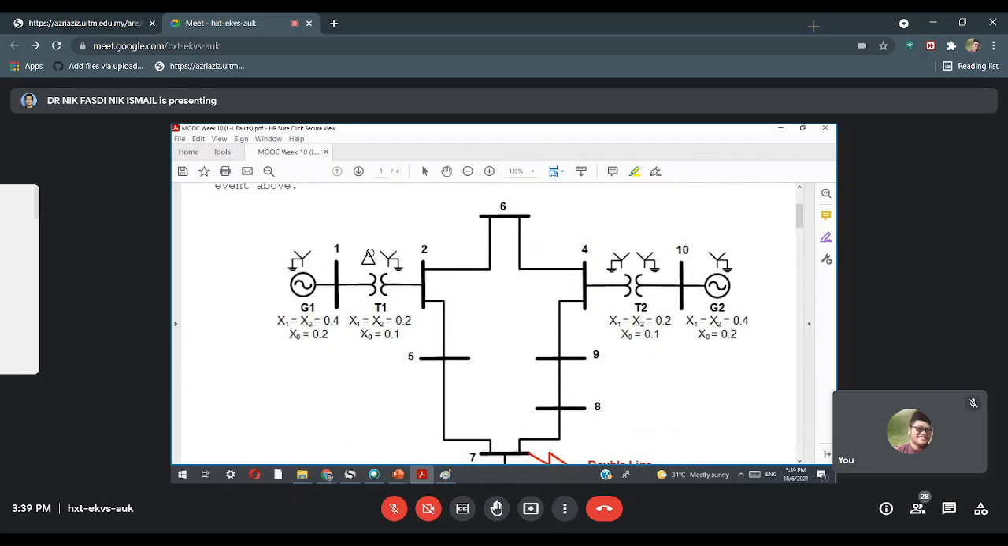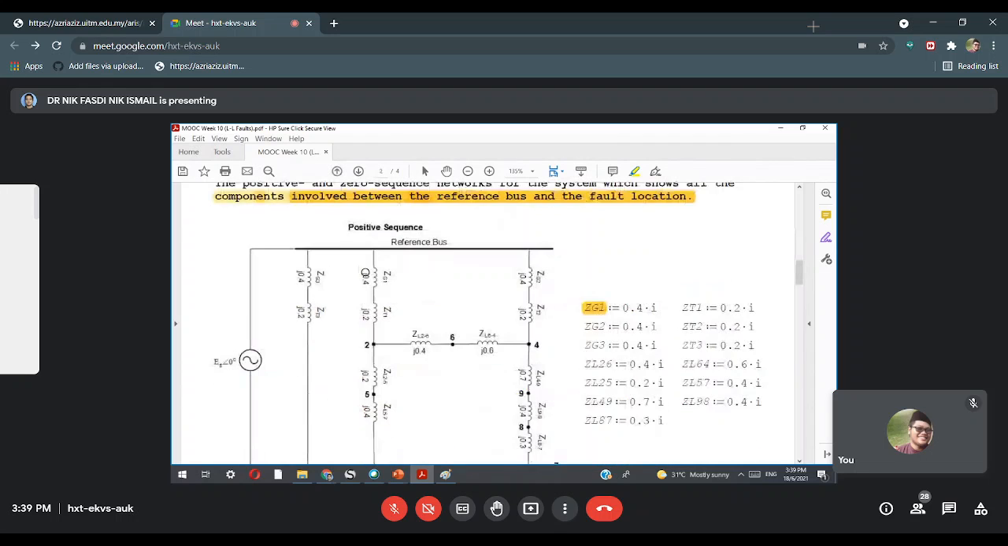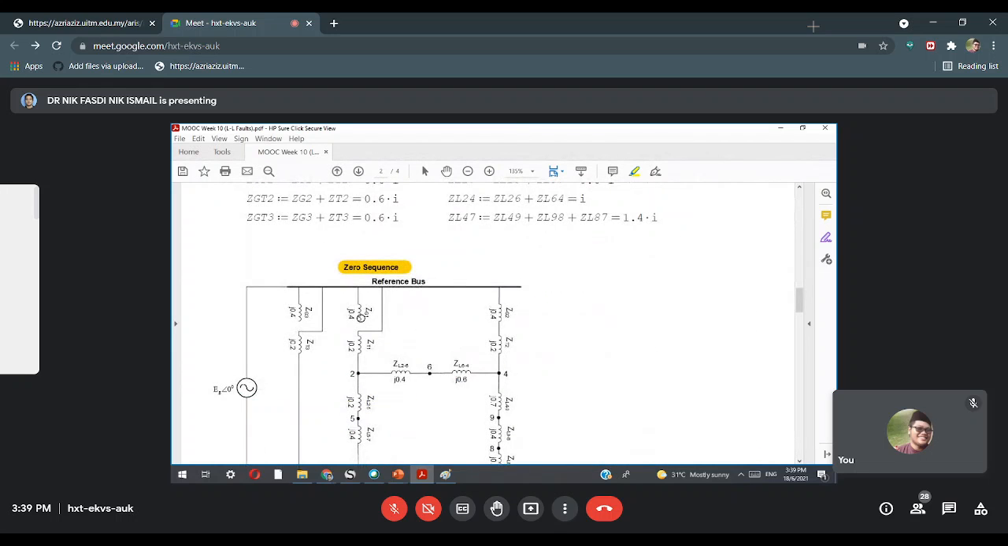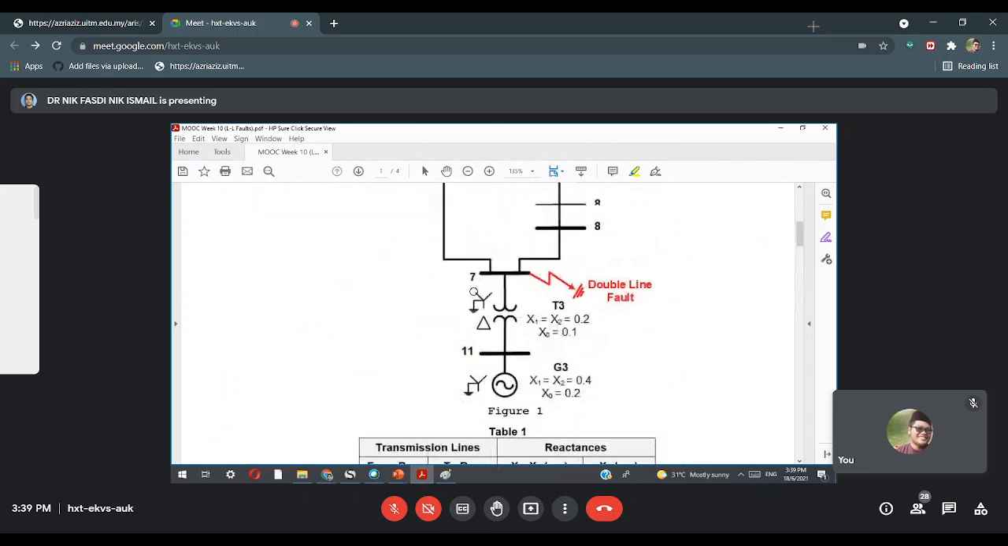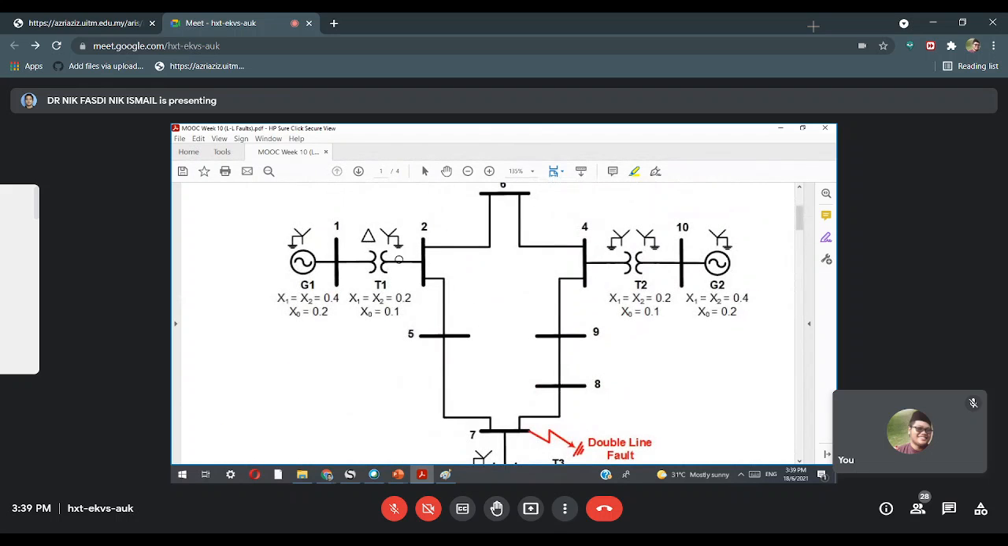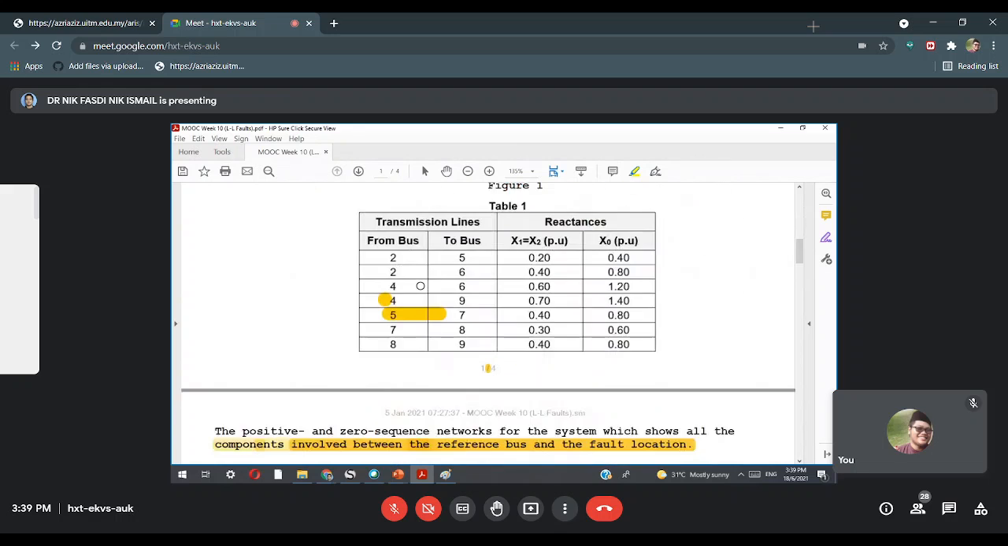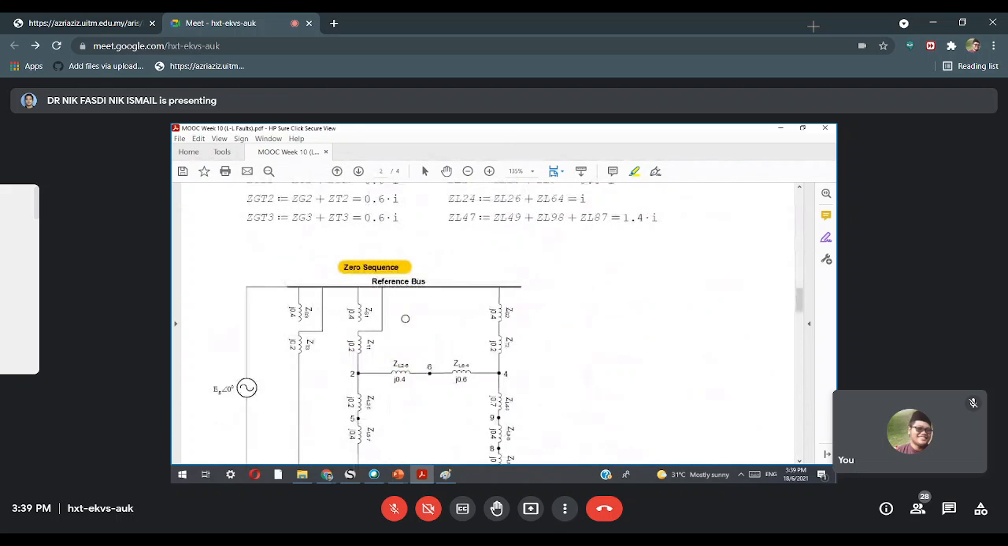dia ada delta. So dia tak ada grounded, tak ada. So dia open. One more time dia open untuk di circuit. So dia open, dia tak connected directly pada T1. However, T1 has a star connection with grounded. Dan ini, so dia akan bersambung pada reference bus. So that's why dia bypass the G1. Okay.